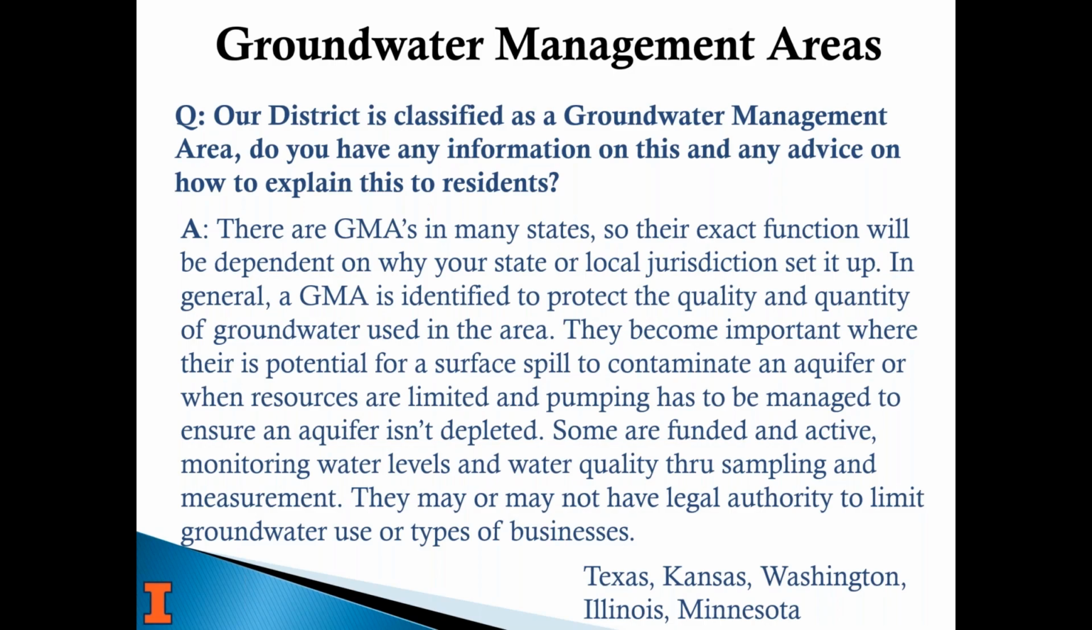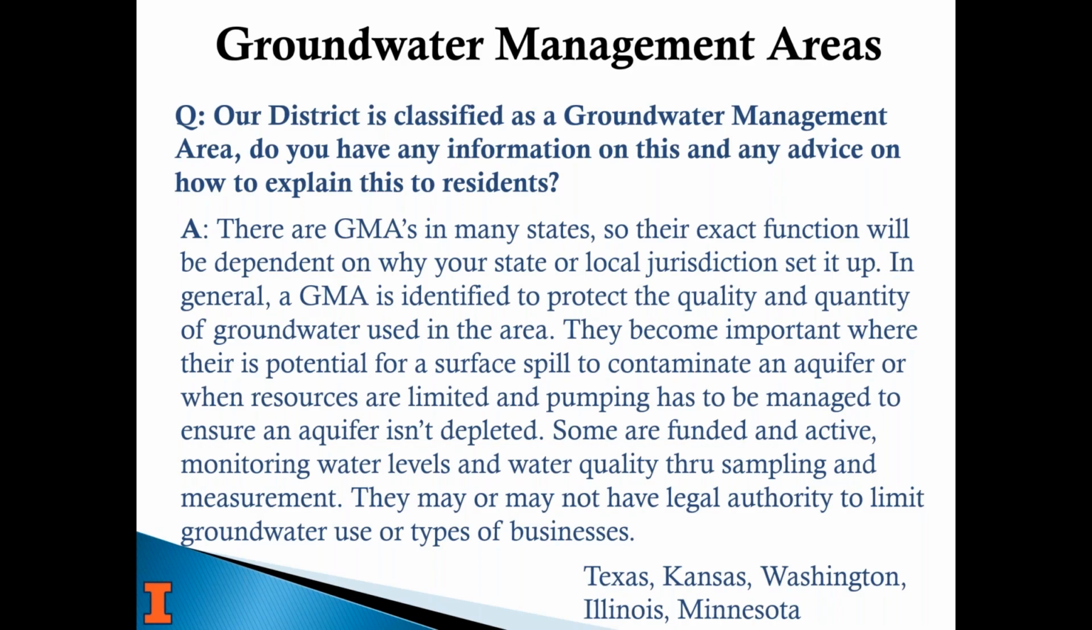So when they kick in, if they have any kind of actual regulatory authority or responsibility, it's due to a surface spill where there's a concern that it's a shallow aquifer, or it's an area that's got a high infiltration, so a spill is likely to get into the aquifer, or where you have limited resources, meaning not enough water for unlimited use. And so they either manage pumpage or they're watching what's going on with the aquifer by measuring water levels and taking water quality samples, so that when they hit a trigger point, they know they have to add some actual management and try to protect the system.